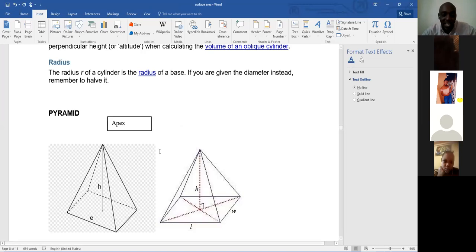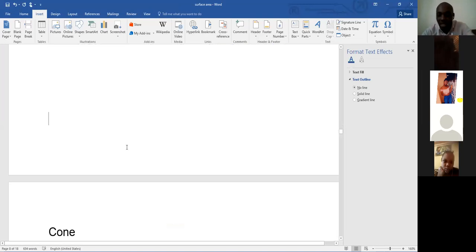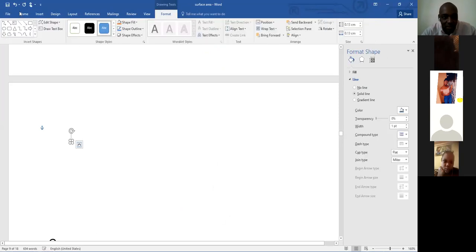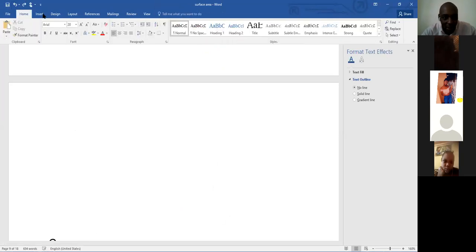So just like the way I was drawing the others, I'm also going to take my time and draw a pyramid. Yes, so I'm going to come here and then I insert this. So a pyramid, the base is very, very important. The base of a pyramid is very, very important.